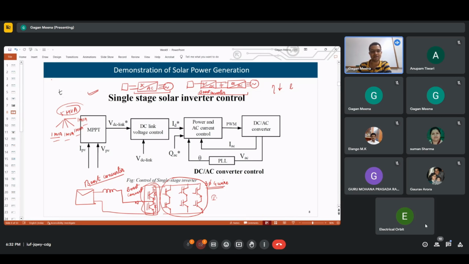What is the full form of CHIL? This also we have discussed. Which one is correct? A is correct. Controller hardware in loop. Then next is which of the following is correct with this? C. It is C.